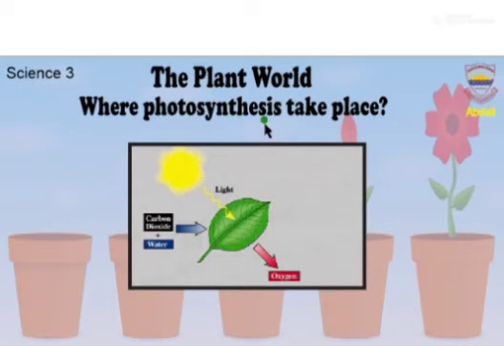Energy from the sun gets into the leaves, and then plants use carbon dioxide with the help of water, and they make their own food and provide us oxygen. Plants make their food with the help of sunlight, carbon dioxide and water. Plants make their own food in the leaves. This process is known as photosynthesis. And where does photosynthesis take place? Photosynthesis takes place in the leaves.